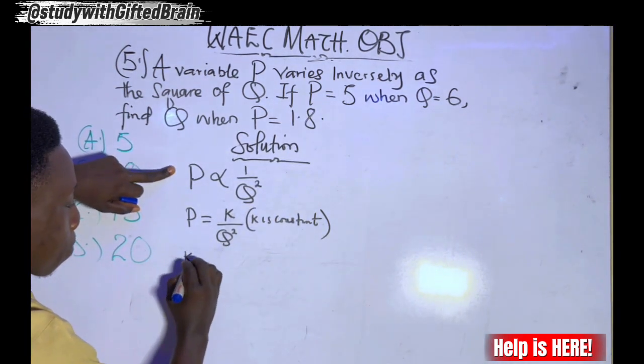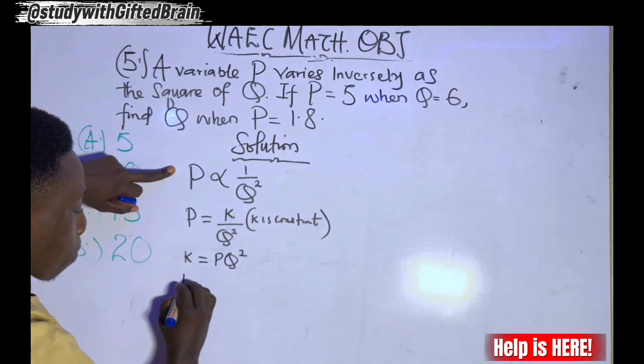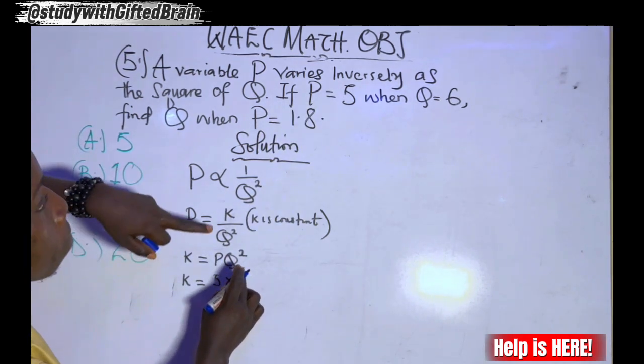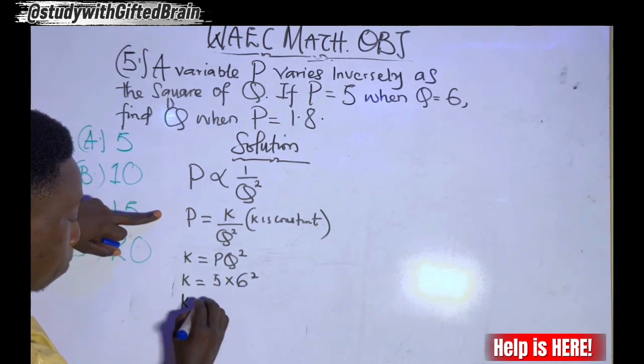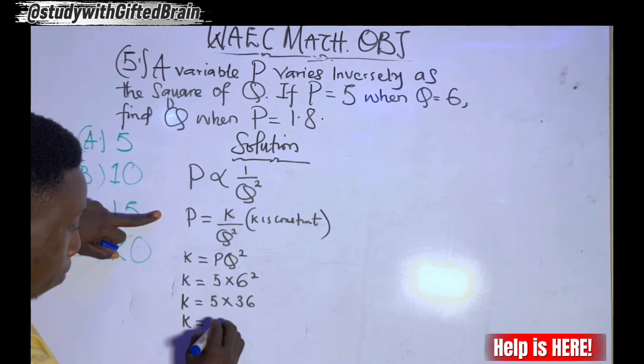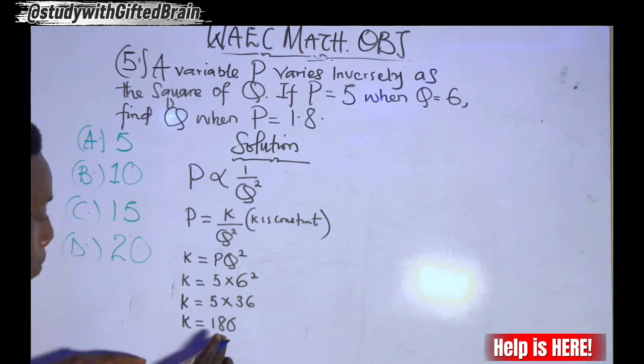Now, from there, we are given the value of p. First of all, let's make k the subject of the formula. Then k is now pq squared. So k will now be, what is the value of p in the question? We have 5. 5 times 6 squared. That will be 5 times 36. That means the value of k is 180.